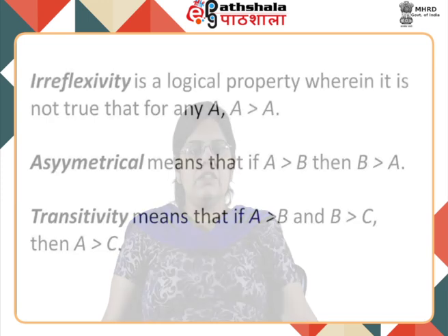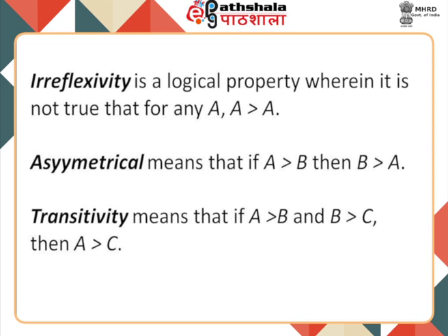In this, the three assumptions include irreflexivity, which is a logical property wherein it is not true that for any A, A is greater than A. It is also asymmetrical, which means that if A is greater than B, then B is not greater than A. It also has the property of transitivity, which means that if A is greater than B and B is greater than C, then A is greater than C.